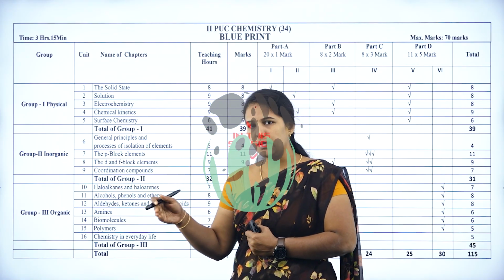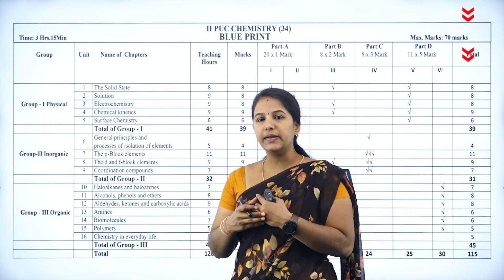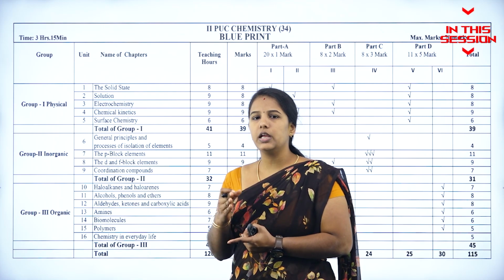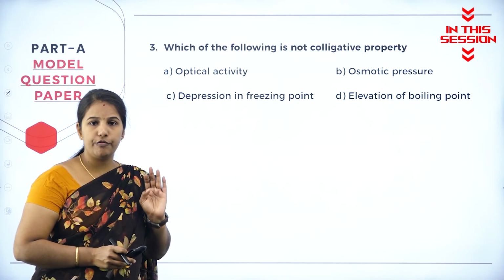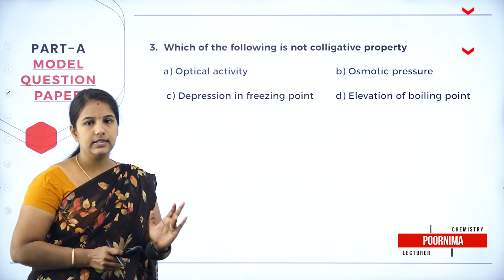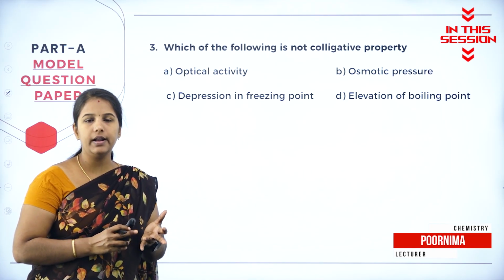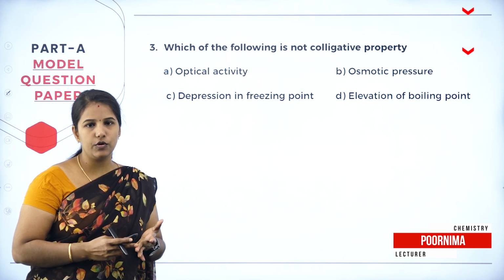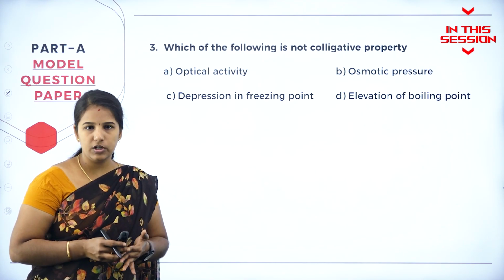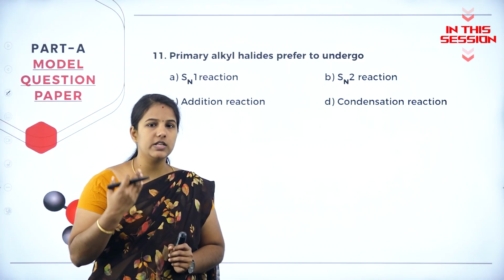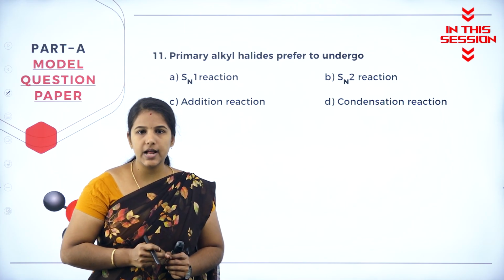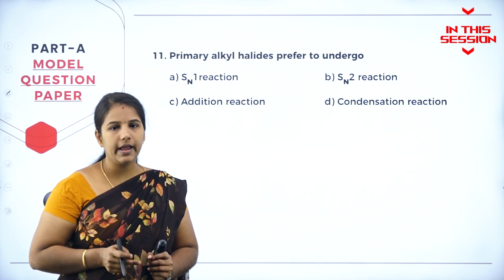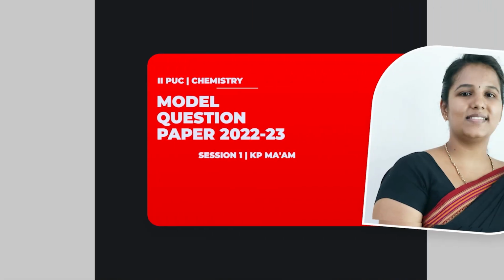In chemistry, there are three main blocks, and it has been divided into physical chemistry, inorganic chemistry as well as organic chemistry. There are four colligative properties: depression in freezing point, elevation in boiling point, relative lowering of vapor pressure and osmotic pressure. A primary alkyl halide always prefers to undergo the SN2 mechanism, whereas a tertiary alkyl halide prefers to undergo the SN1 mechanism.